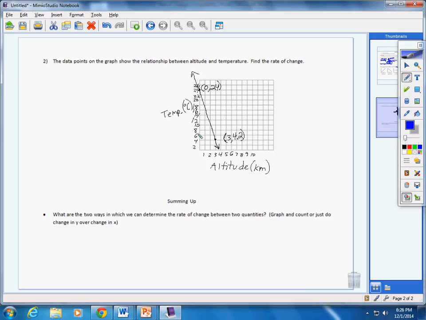Now, that's not even answering our question. We're asked to find the rate of change. So let's talk about this for a second. Since we're looking for a rate of change, a change in temperature, so, for instance, maybe we're talking like 10 degrees per kilometer or something like that. But that's not the answer. I'm going to write this out so that we can see it, though. So a change in temperature over, or divided by, a change in altitude.